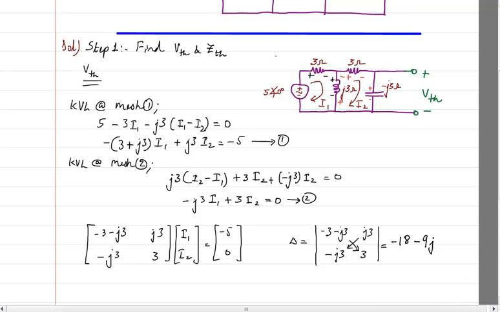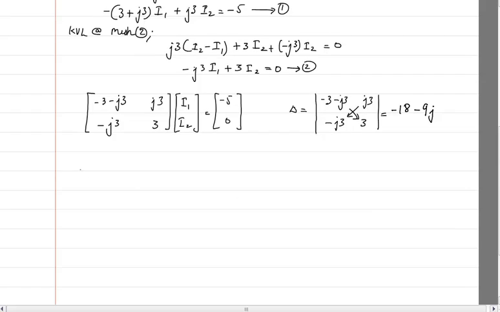Okay, so next, for finding I2, I need to find only I2. There is no need for me to go for I1. So I2 is delta 2 divided by delta, where delta 2 is where I replace the second column. So minus (3 plus j3) and minus j3 are going to be there. Here it is going to be minus 5 and 0.